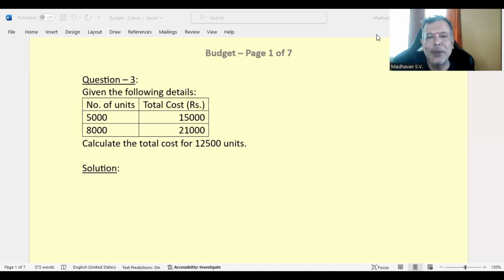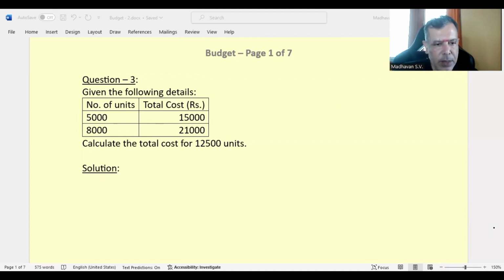Hello everyone. We are continuing with our topic budget. This is part 2 and question 3. Given the following details, number of units and total cost: number of units given as 5,000, total cost is given as rupees 15,000; number of units given as 8,000, total cost is given as 21,000. We need to calculate the total cost for 12,500 units.